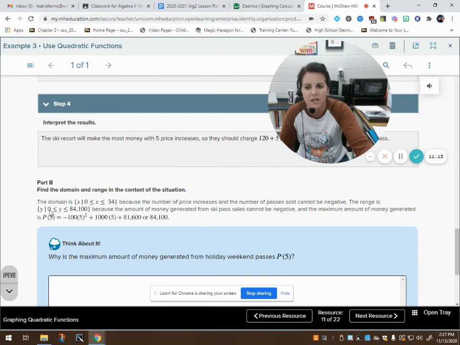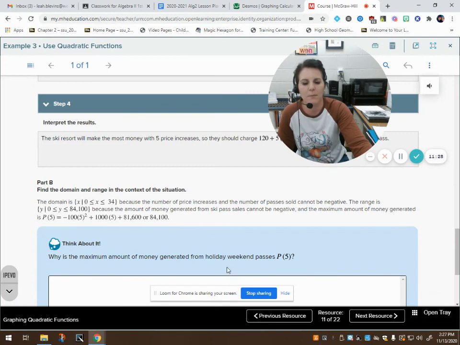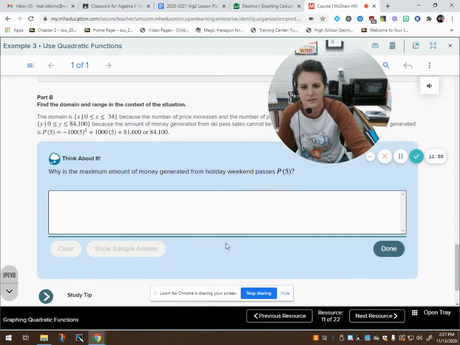Therefore, my y values are also between 0 and 84,100 because we can't have a negative amount of profit. So we can have 5 ticket price changes and get our maximum profit.